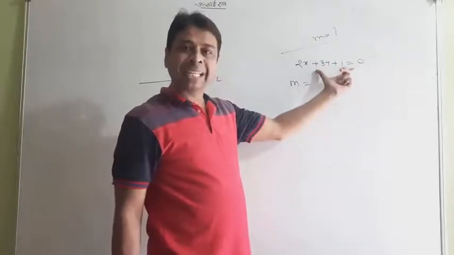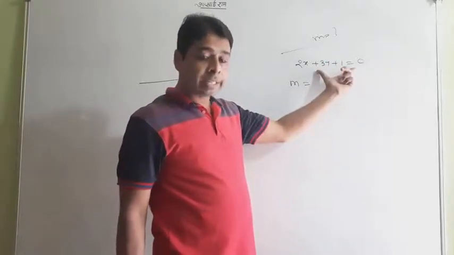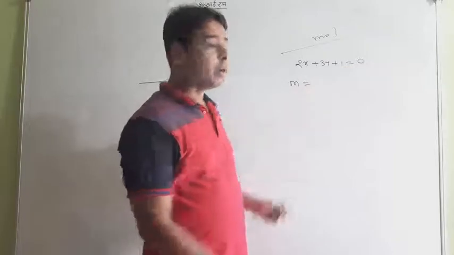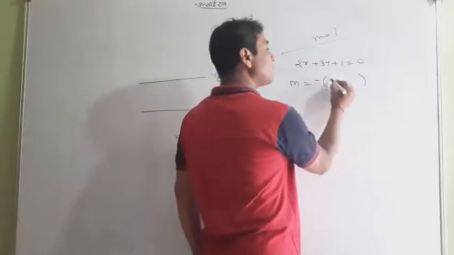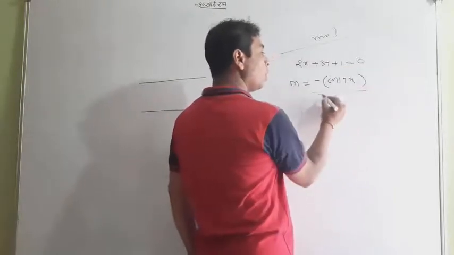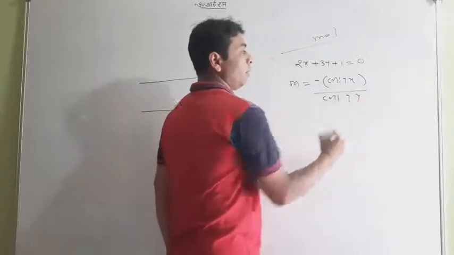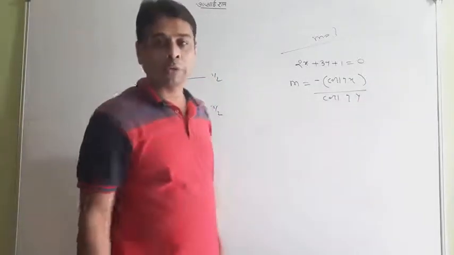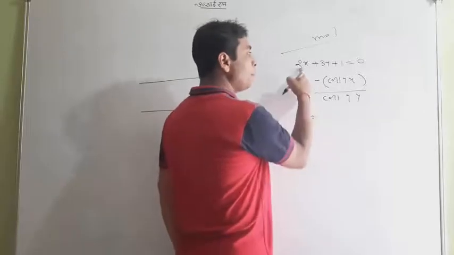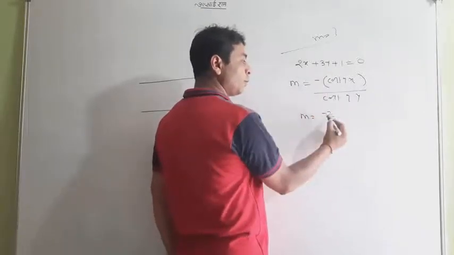If the equation of line is given in general form, you can find m just using the formula: minus coefficient of x upon coefficient of y. Minus coefficient of x upon coefficient of y. So what will be m? Minus coefficient of x upon coefficient of y.